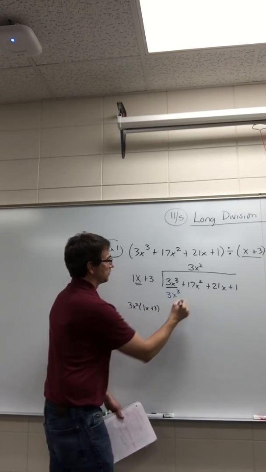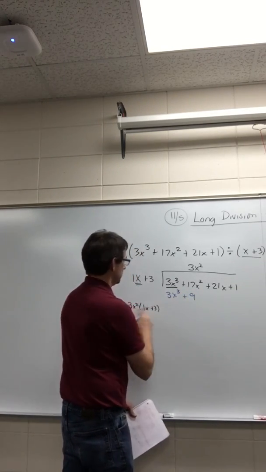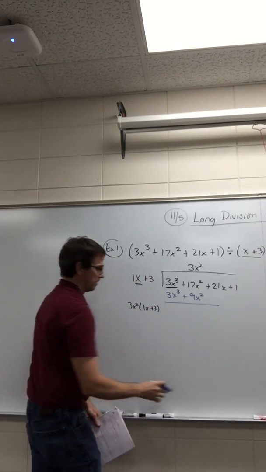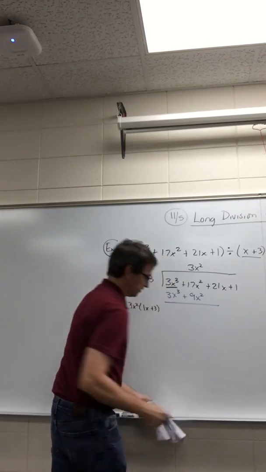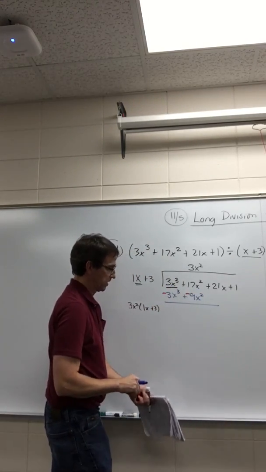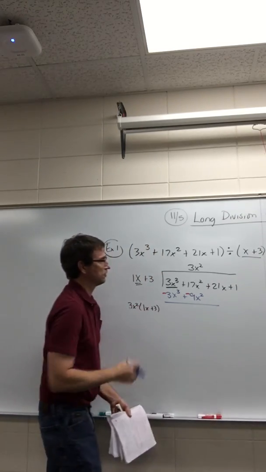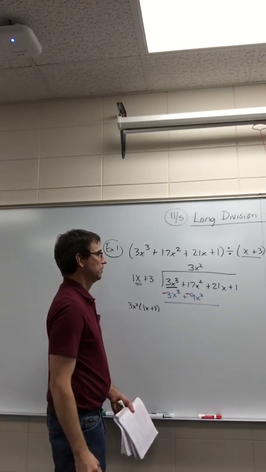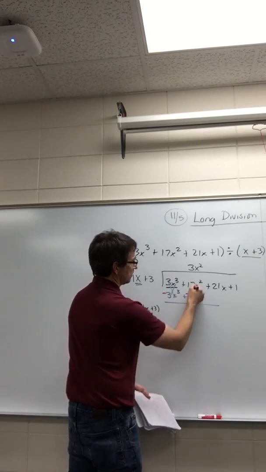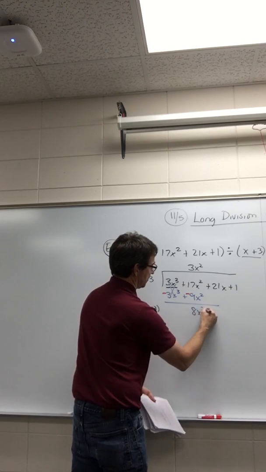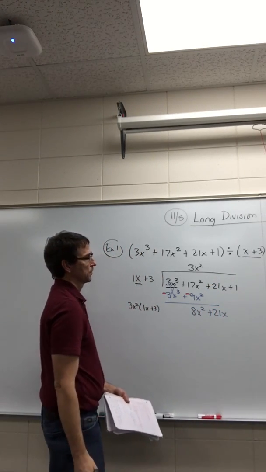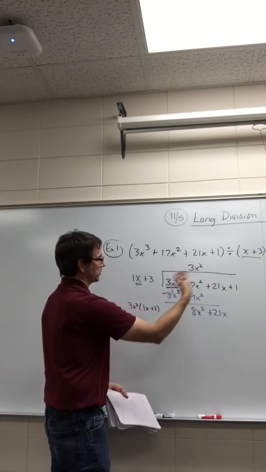Then I take 3 times 3 is 9, and then I copy over the x squared. You will always subtract down, which means I'm going to change the signs to subtract down, and that will always be the case. After you get the term that you put down below, you're going to subtract to get rid of it. These go away. 17 minus 9 is 8x squared, and then you bring down the next term in the problem that we were given, and we do it all over again.